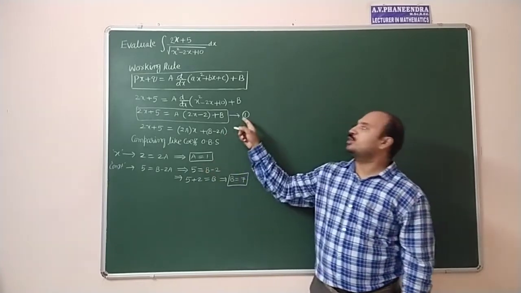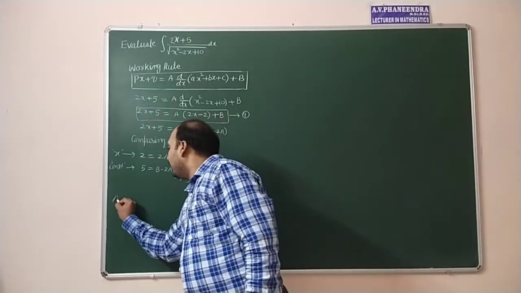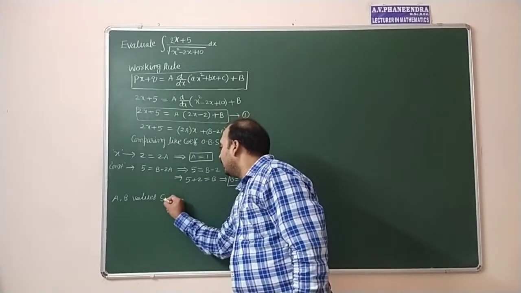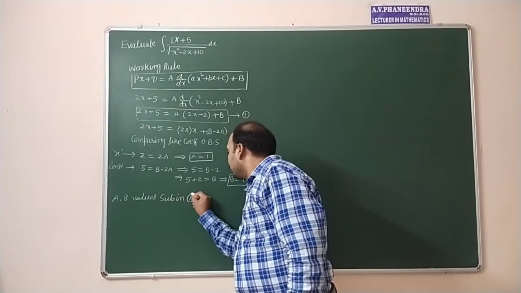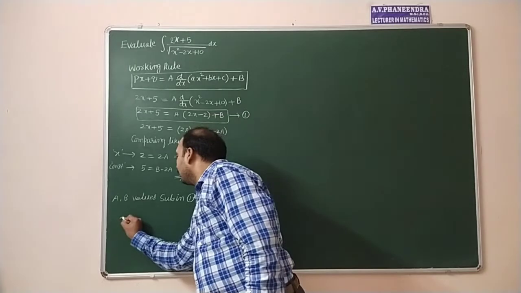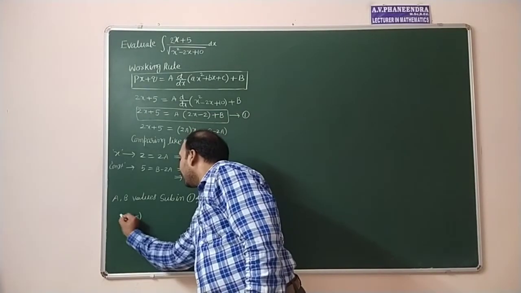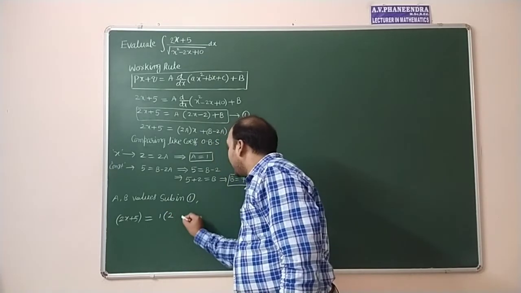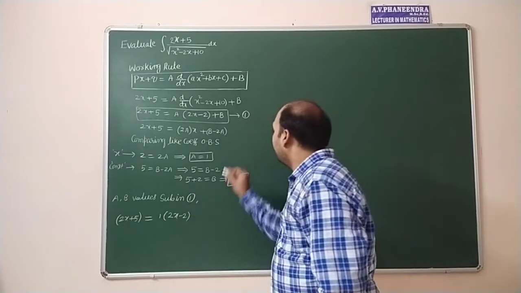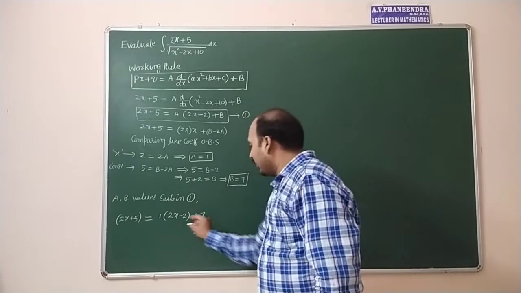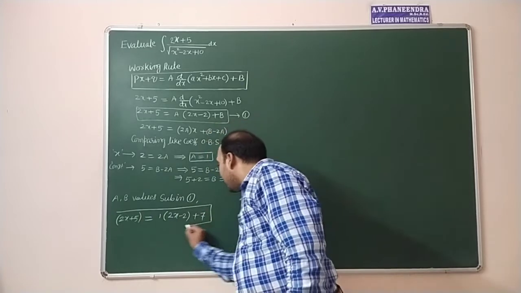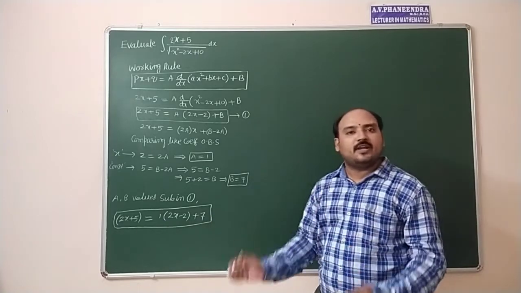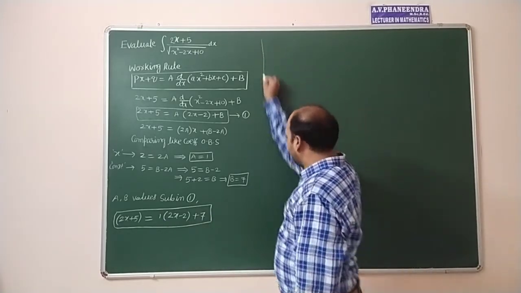Substitute the a, b values in equation 1. We get 2x plus 5 is equal to, we can express as 1 into 2x minus 2 plus b value, which is 7. You cannot simplify, leave it like this. Wherever 2x plus 5 is there in the numerator of the given integral, you have to replace it with these values and then integrate.